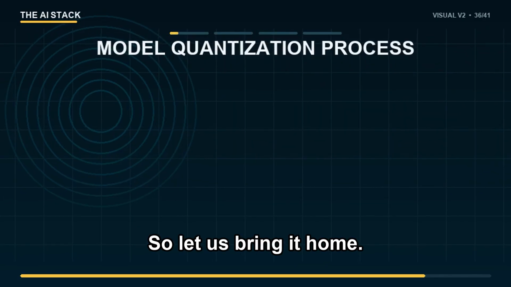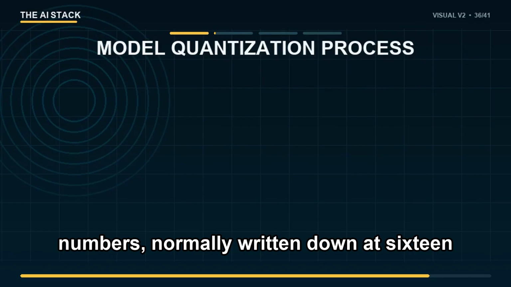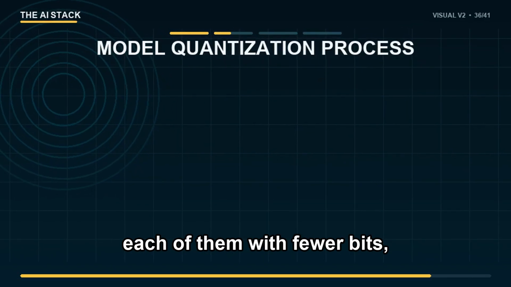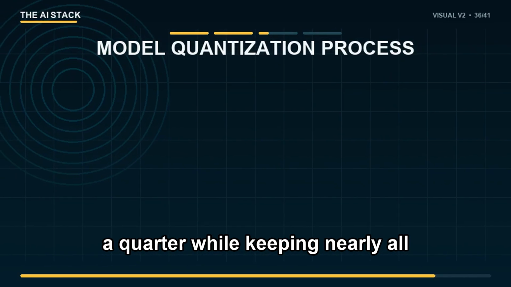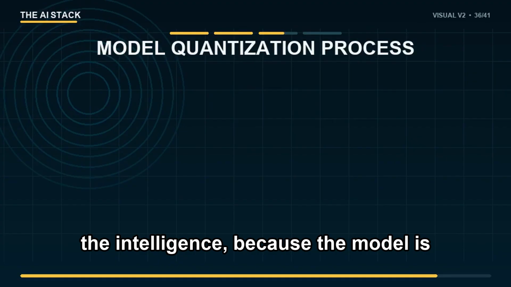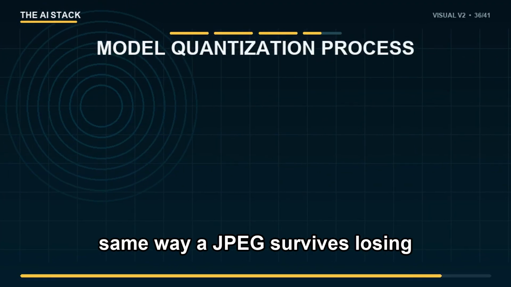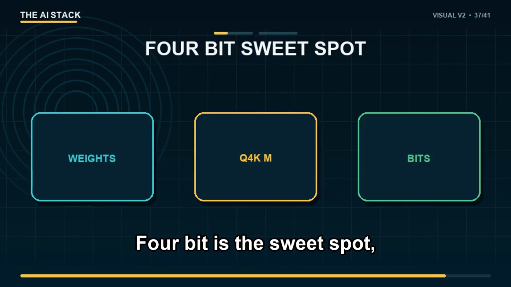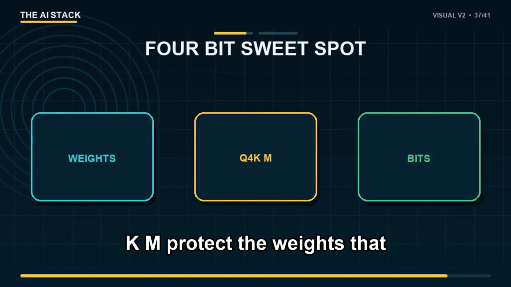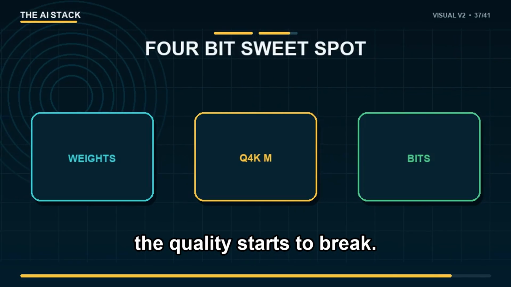So let us bring it home. A model is just billions of numbers, normally written down at 16 bits of precision, and quantization rewrites each of them with fewer bits, usually 4. Cutting the size to a quarter while keeping nearly all the intelligence, because the model is robust to a little rounding the same way a JPEG survives, losing detail your eye never sees. 4-bit is the sweet spot. The smart formats like Q4_K_M protect the weights that matter most, and below 4 bits, the quality starts to break.